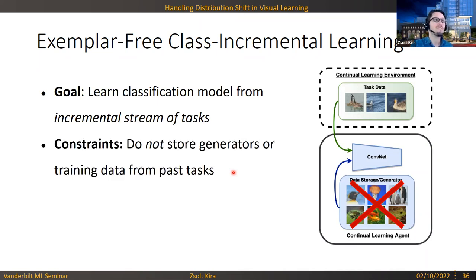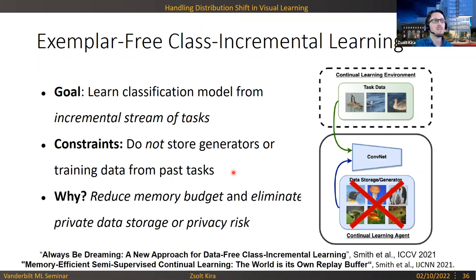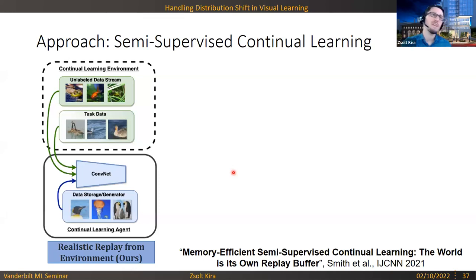Again, the goal is to learn a classification model from an incremental stream of data, but we don't want to store either generators, which again have privacy implications. They often memorize the data distributions and you can back them out to get actual data points. Nor do we want to store past data. This is both to reduce memory as well as address privacy concerns. The approach I'll be talking about leverages and connects to the out-of-distribution detection problem that I talked about: semi-supervised continual learning. Here, we have a set of unlabeled data in addition to the labeled data. The question is, how can we leverage this unlabeled data to reduce catastrophic forgetting?